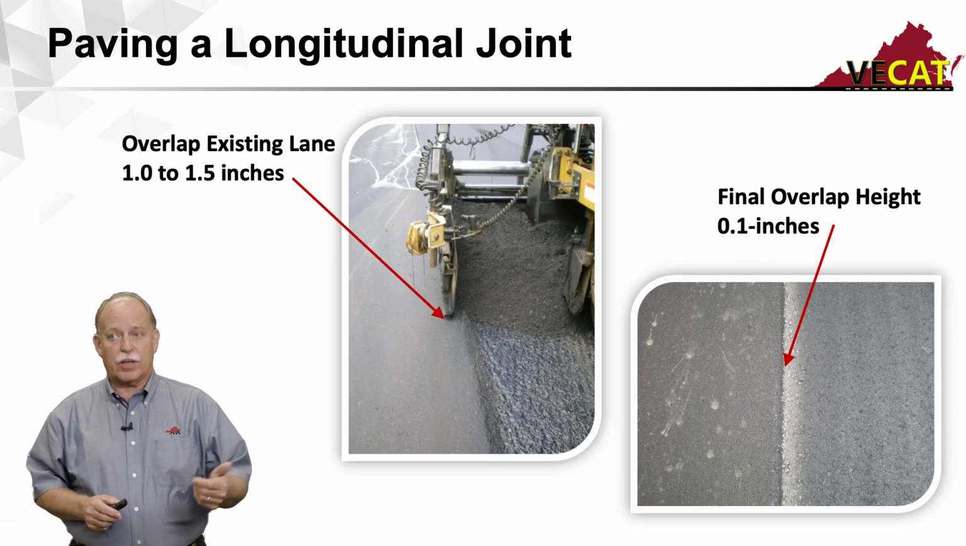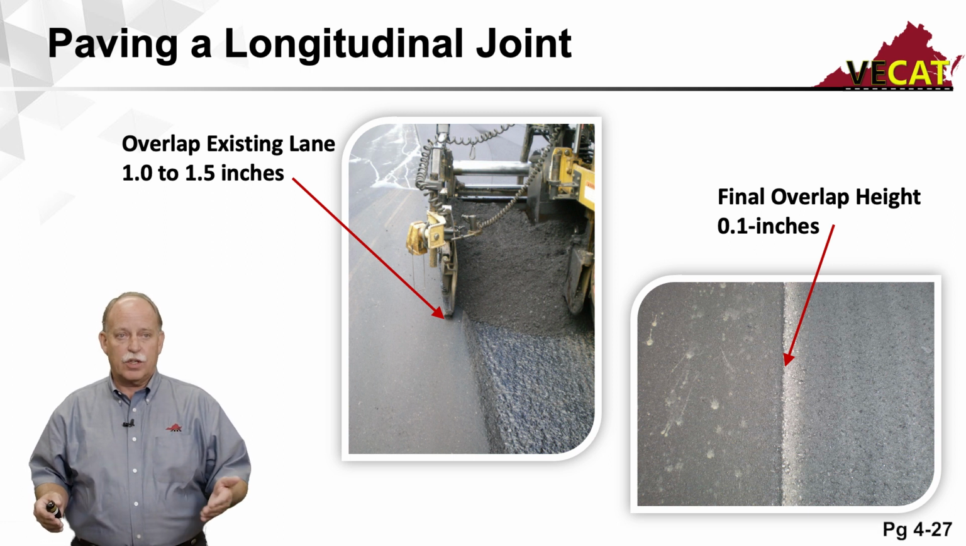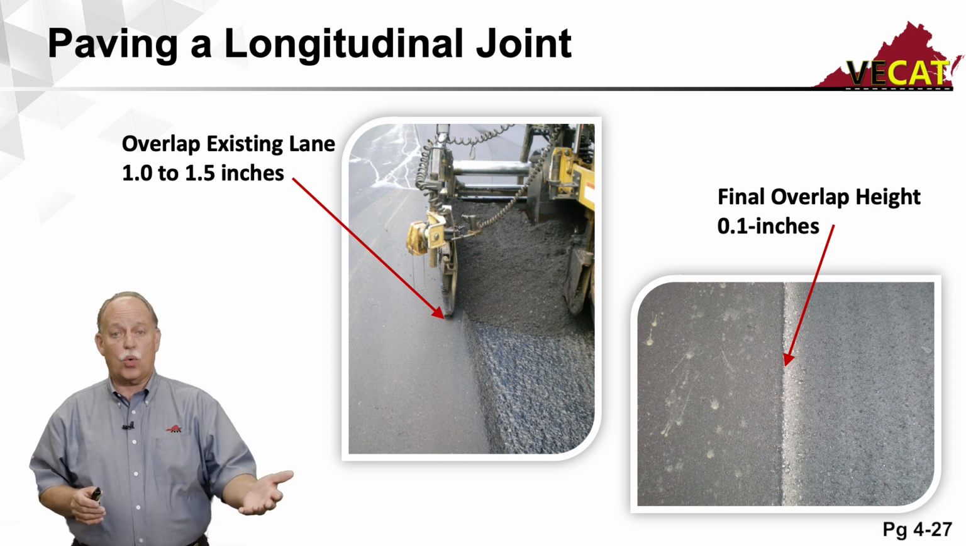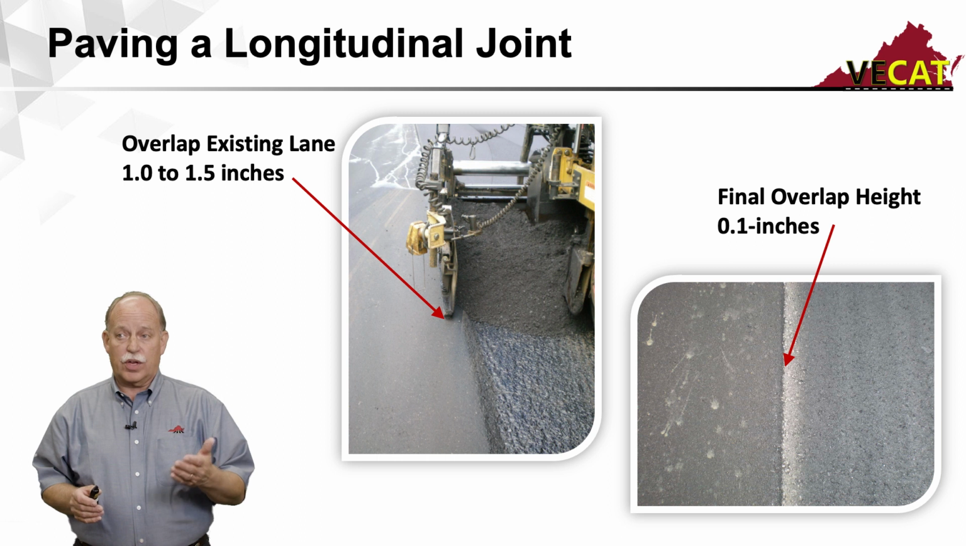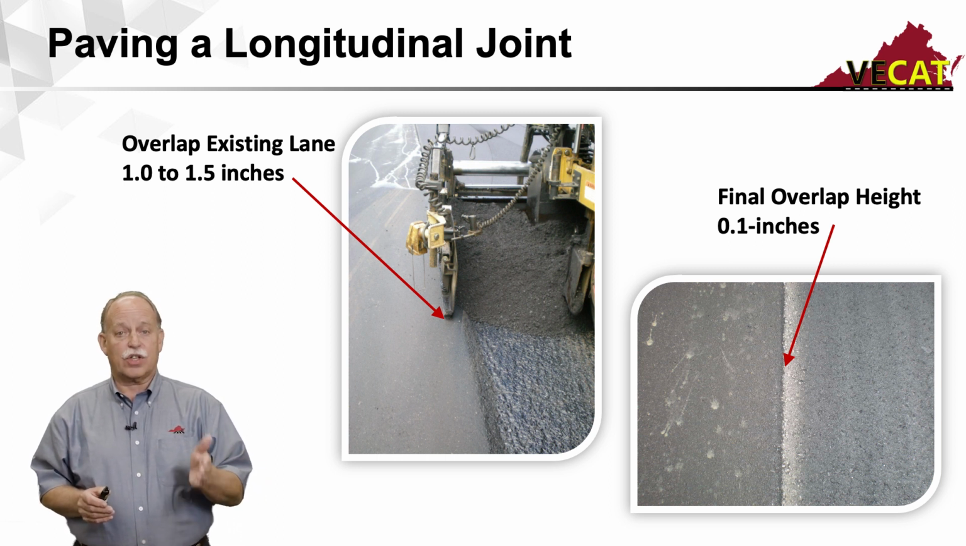Talked to you a minute ago about overlap. Along that longitudinal joint, when you're paving, you'll see in this case, that's the extension we're talking about that's overlapping the existing lane or that cold lane or cold mat. So the overlap of that paver extension sits about 1 to 1.5 inches onto that adjacent lane.